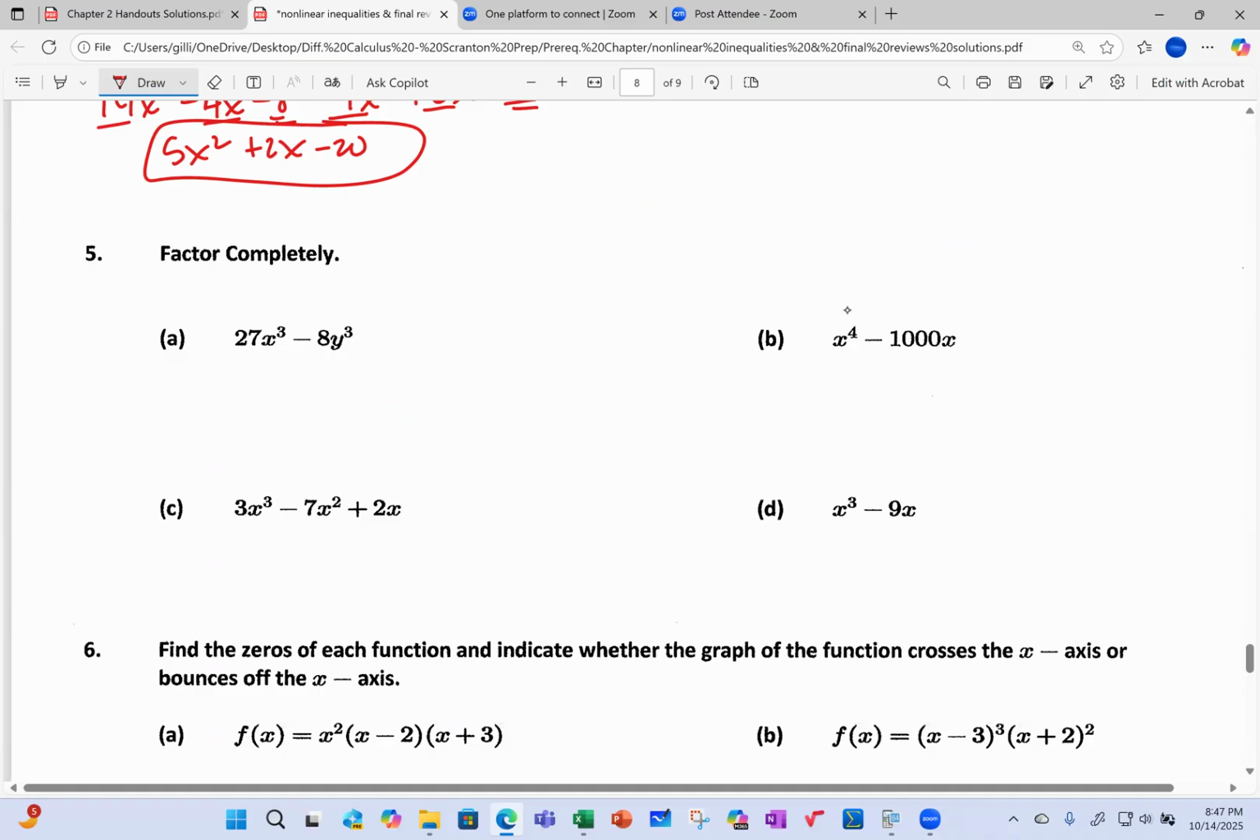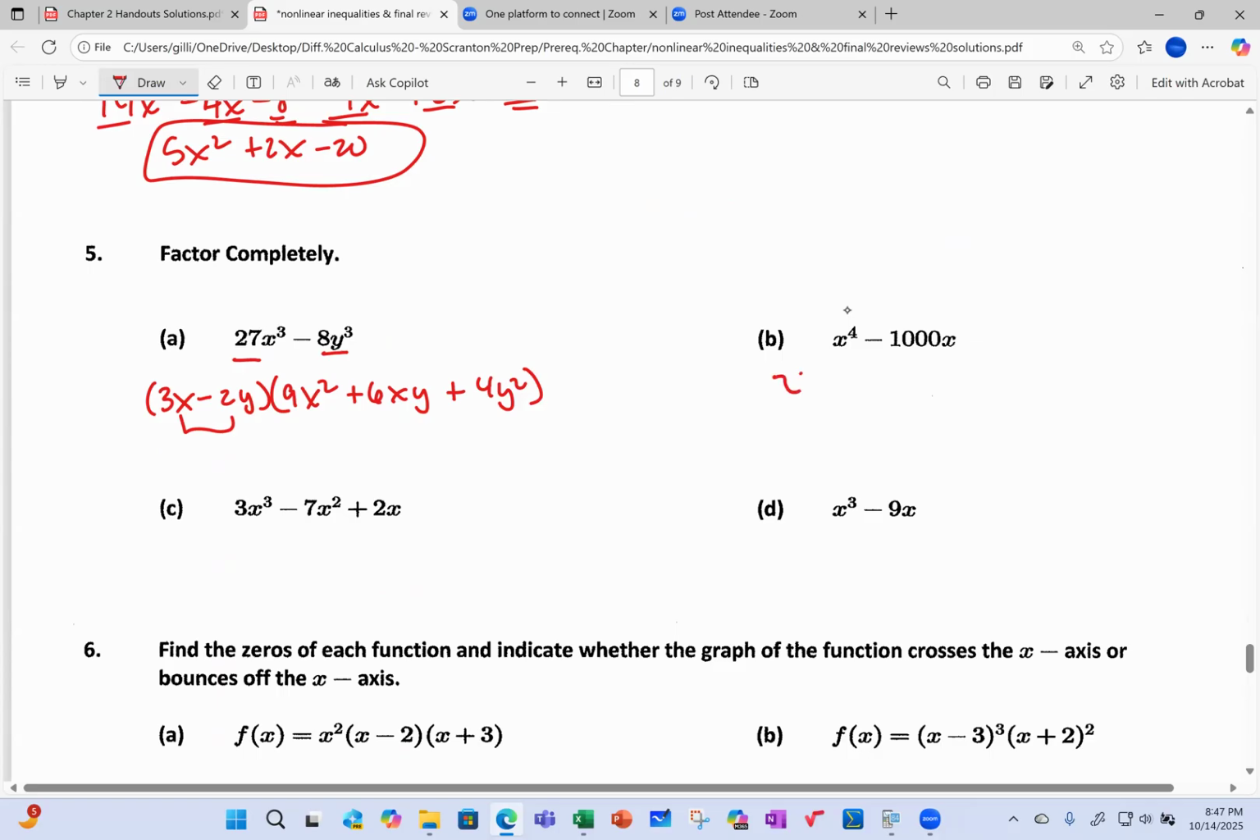Factoring completely, this is a difference of two cubes. I'll take the cube roots of both, which are 3x and 2y respectively. Square the 3x, get 9x squared. Squeeze those together, but change the sign. And square the last term, which is 4y squared.